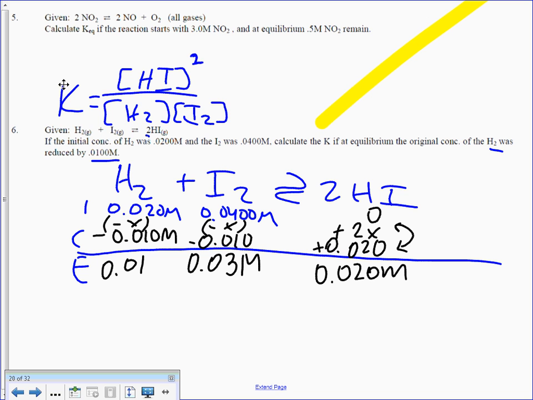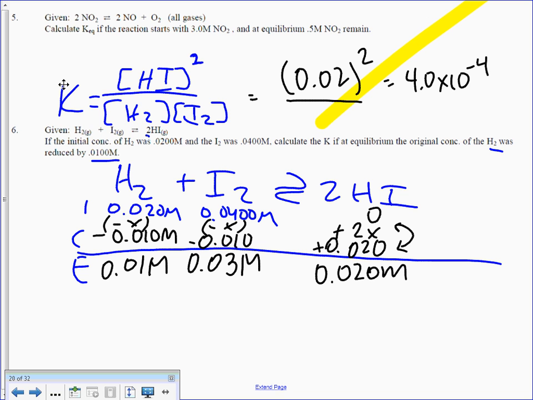And then from here, we would plug that into the K expression and figure out what the K value is. So what am I plugging up top here? 0.02. So what's 0.02 squared? Like 4 times 10 to the negative fourth, because that's 2.0 times 10 to the negative second squared, which gives us a bigger exponent. And then 0.010 down here, 0.03, that gives us 3.0 times 10 to the negative fourth, I believe.